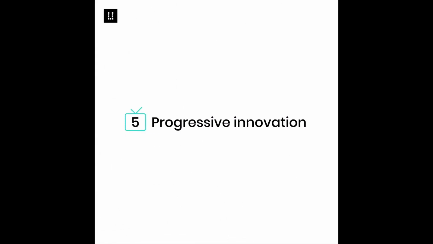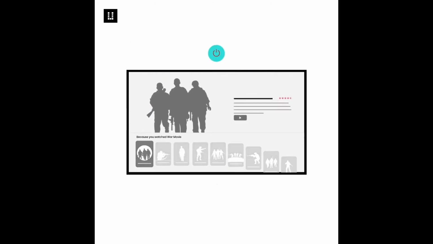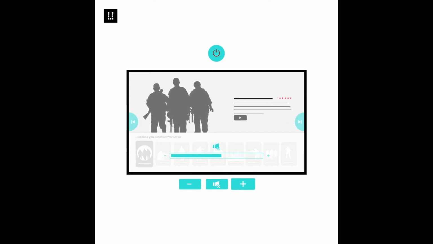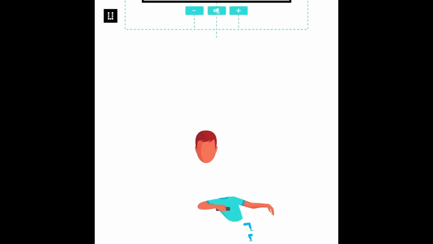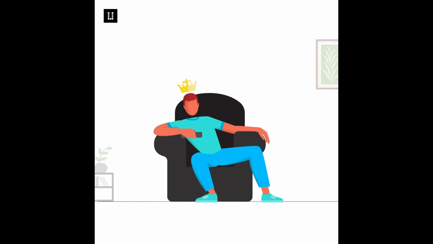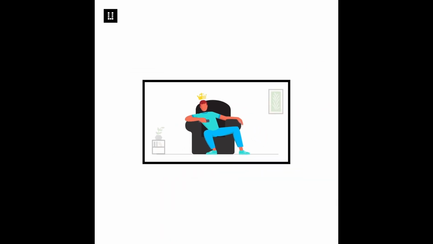Number 5, progressive innovation. TV is one of the oldest UIs used by people of all ages. They're used to certain features and functions like a turn off button, mute button, previous next buttons, and volume controls. Therefore, while designing for TV, consider these features so that your design can align with their existing mental model. That's about it. The king of the living room is here to stay, and it's time for us to brush up on our skills to design for the big screen.